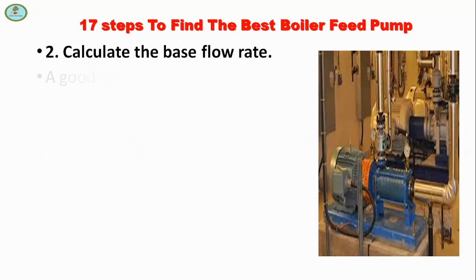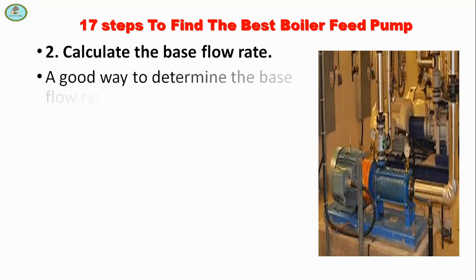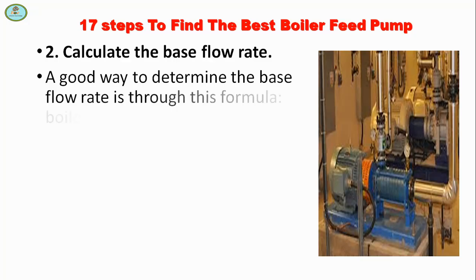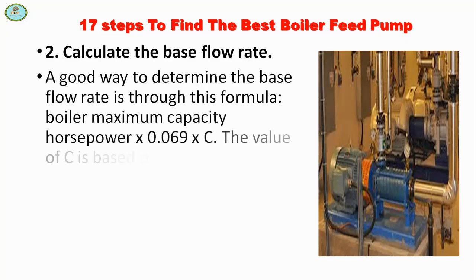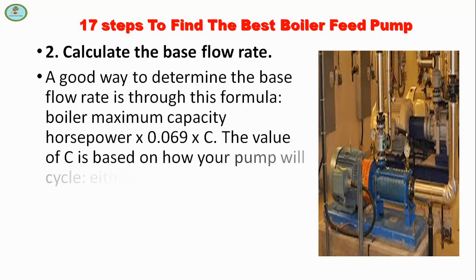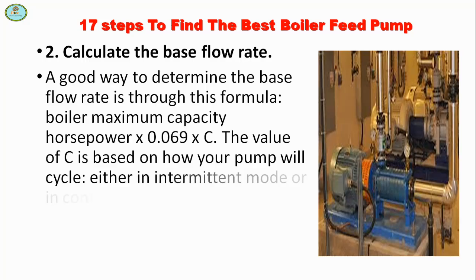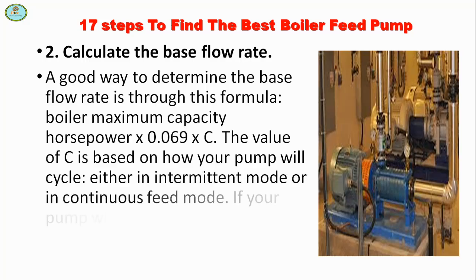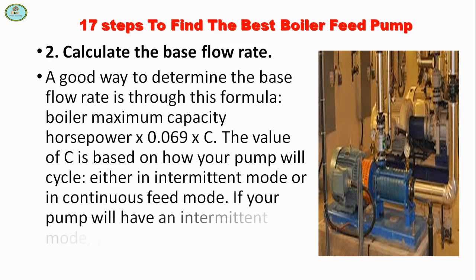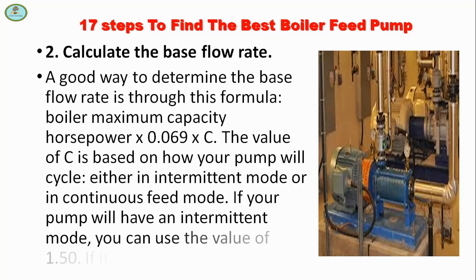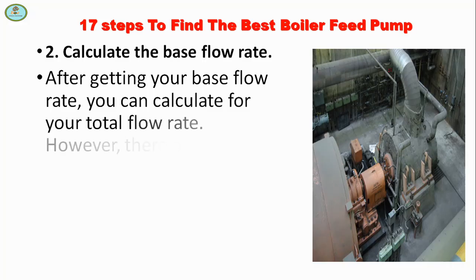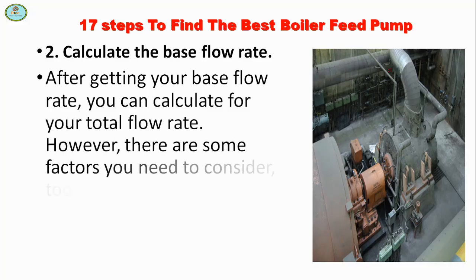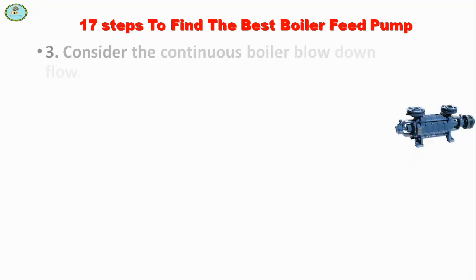A good way to determine the base flow rate is through this formula: boiler maximum capacity horsepower times 0.069 times C. The value of C is based on how your pump will cycle, either in intermediate mode or in continuous feed mode. If your pump will have an intermediate mode, you can use the value of 1.50. If it is continuous, it is 1.15. After getting your base flow rate, you can calculate your total flow rate. However, there are some factors you need to consider too.